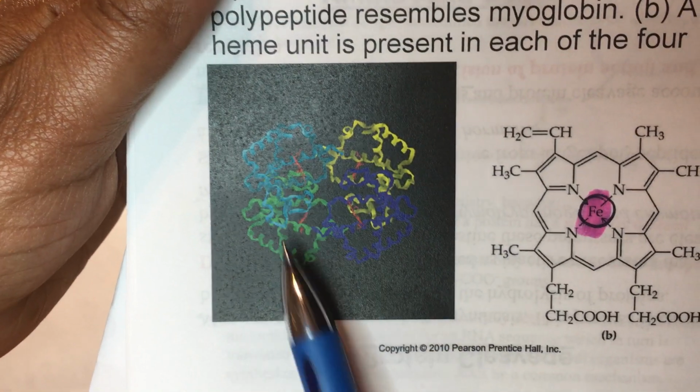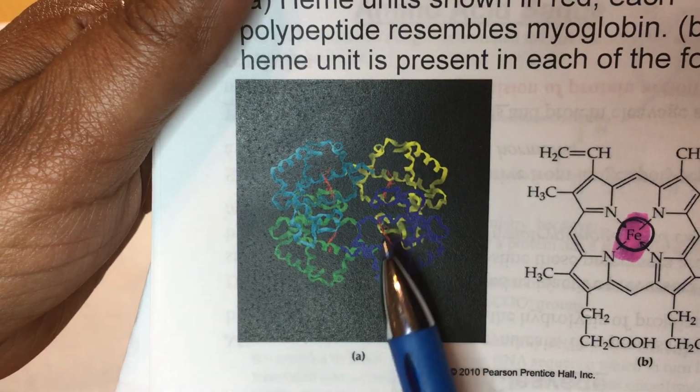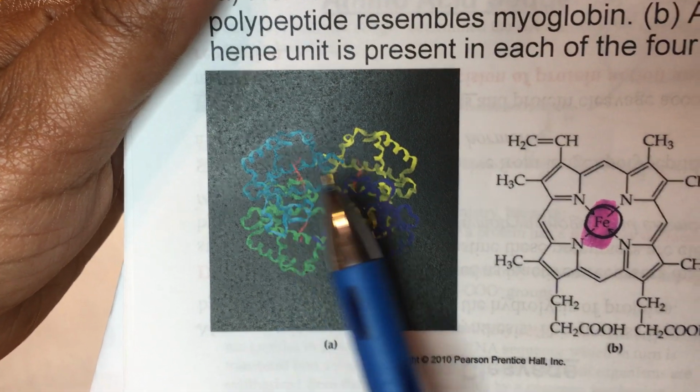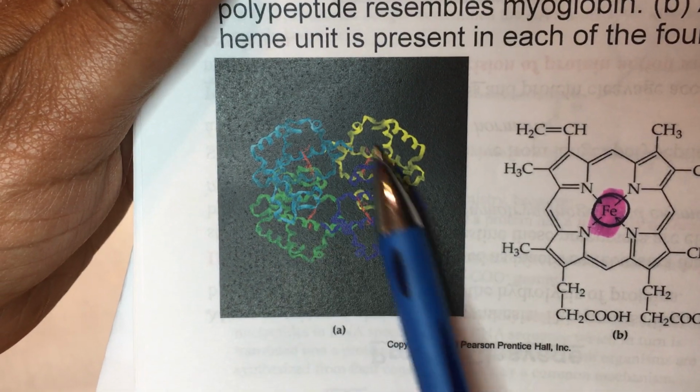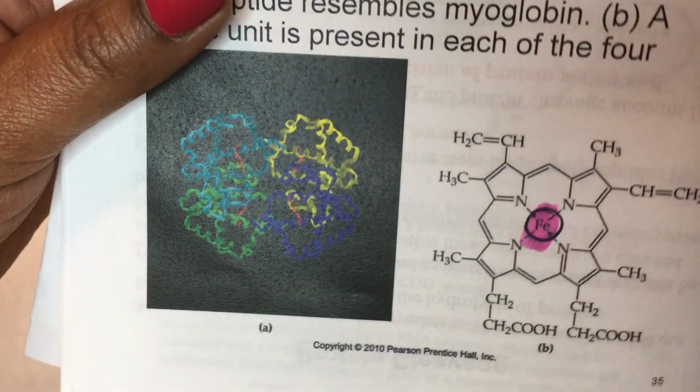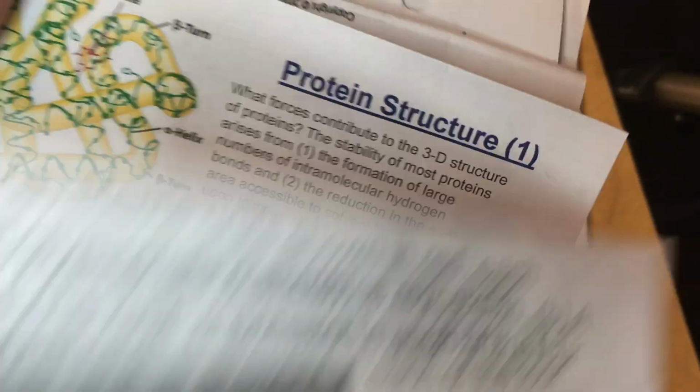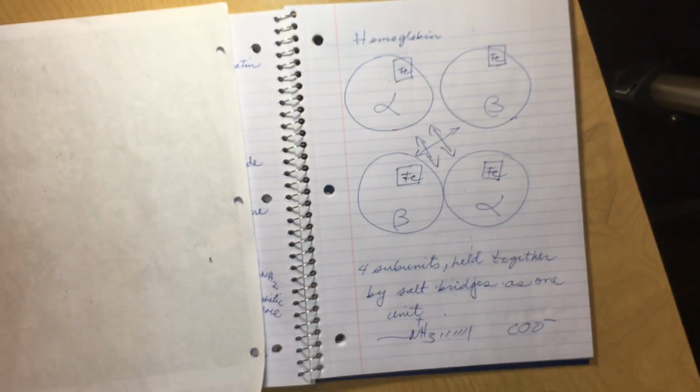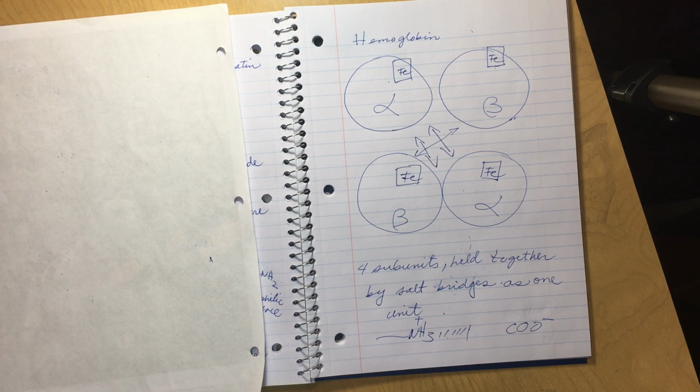You see 4 different colors. You see a yellow, purple, green, and blue. That is showing you the 4 subunits of hemoglobin. But myoglobin also will have the same. So in both cases, let me just show you the pictures together so we can compare myoglobin and hemoglobin.